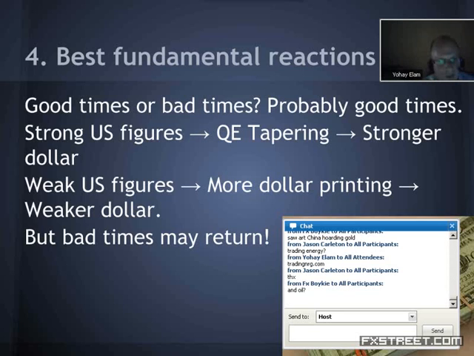Oil. The same logic works for oil, but also I think in even more limited manner. More printing of dollars pushes commodity prices higher, including oil. Less QE pushes oil down, but it also depends on the global economy. When you have good news from China, oil tends to go up, or from the US, and the other way around. So it also depends on production.